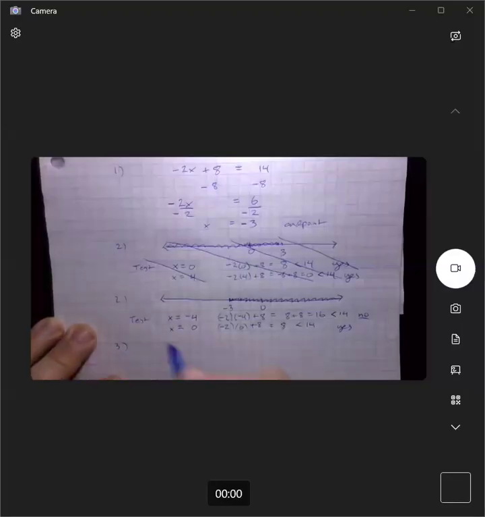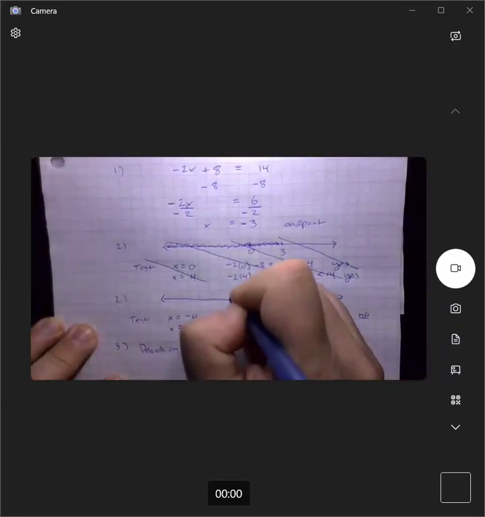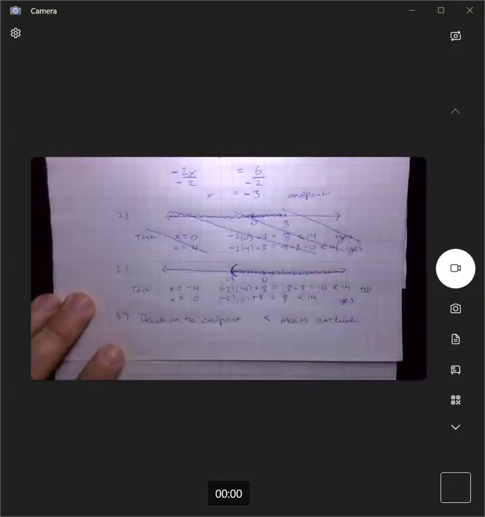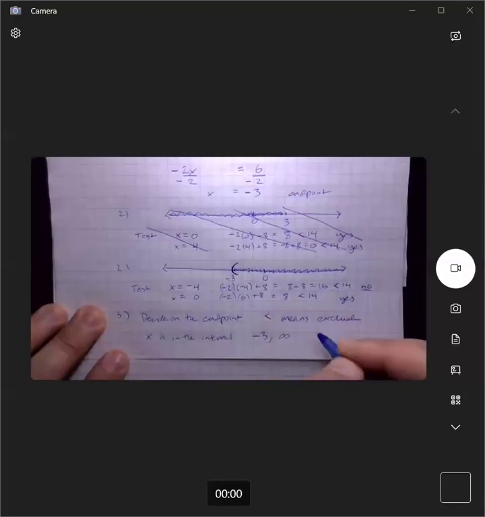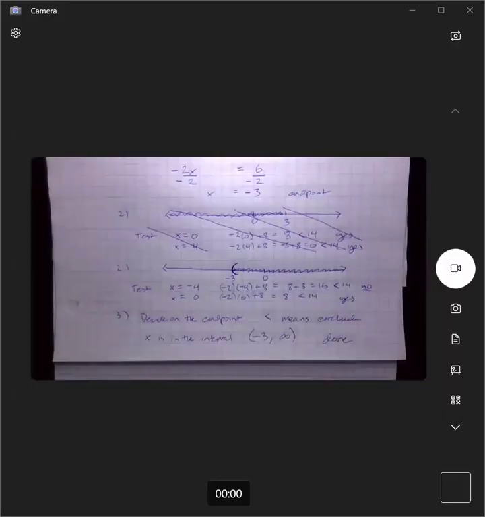And step 3 is decide on the endpoint. Well, the less than means exclude, so I'm going to use an open parenthesis. And now I can convert this to interval notation. x is in the interval with endpoints -3 and positive infinity. I said I couldn't get to -3, and I can never get to positive infinity, and then I'm done.